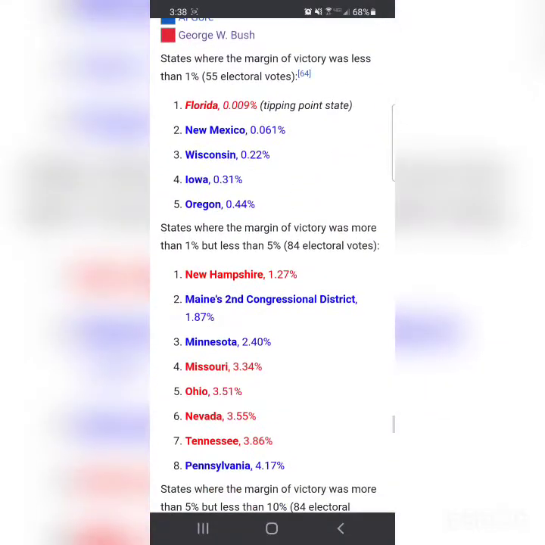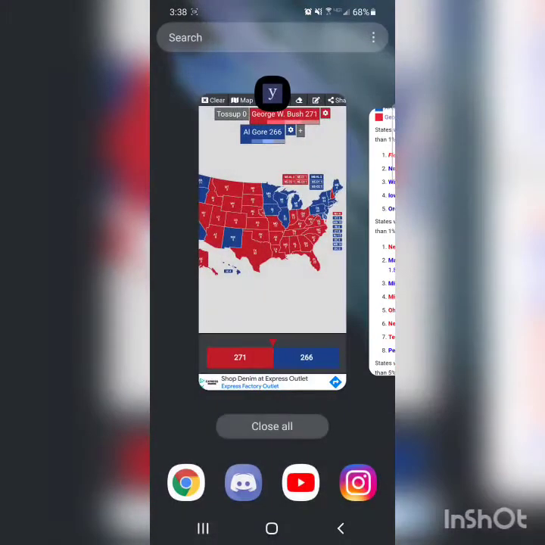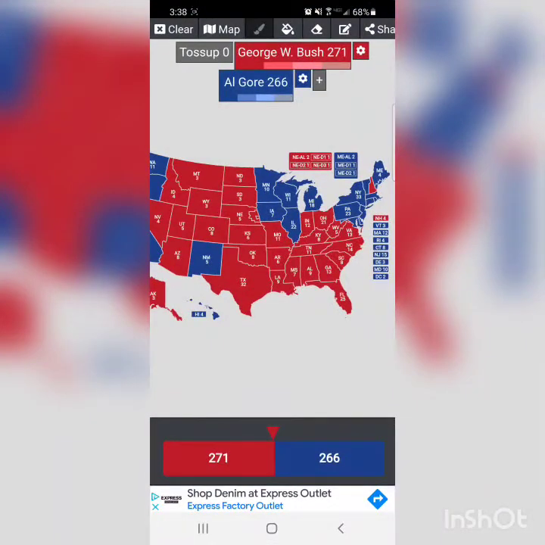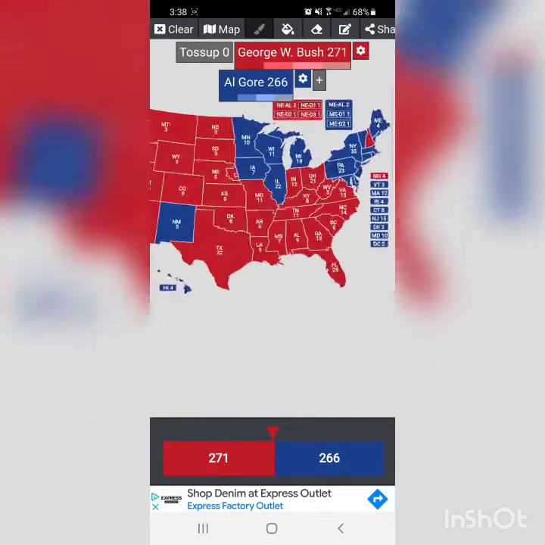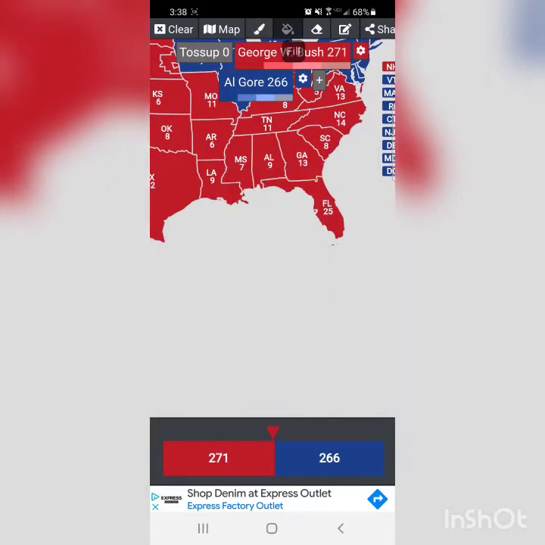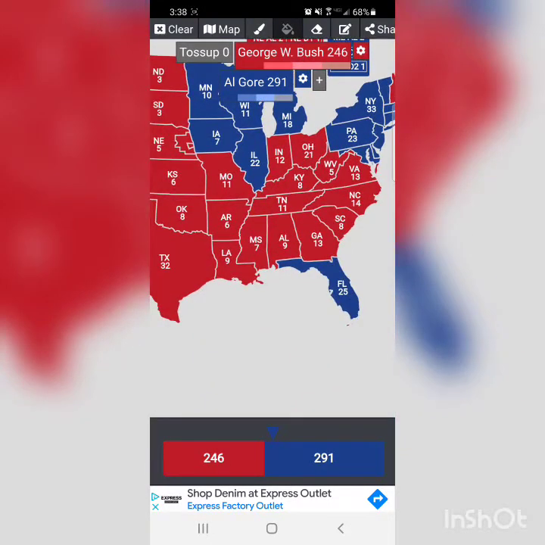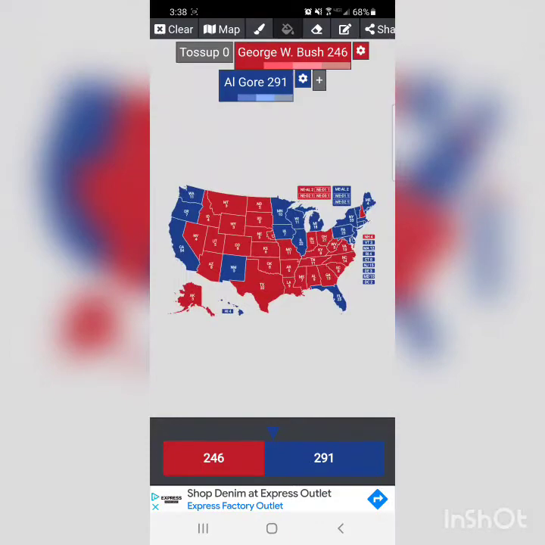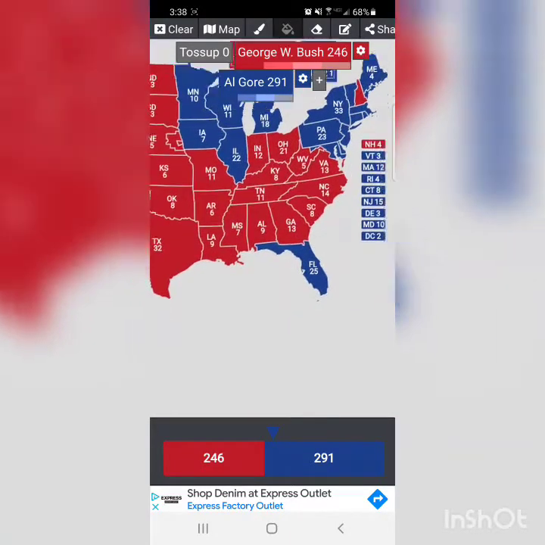So here's what we're doing. Most of these close states Gore won, which is very weird. So anyways, let's go ahead and do this. We're going to look at some of the results. The one most likely that could happen is, wrong button, Florida goes to the Democrats. Gore wins. That's the most likely.